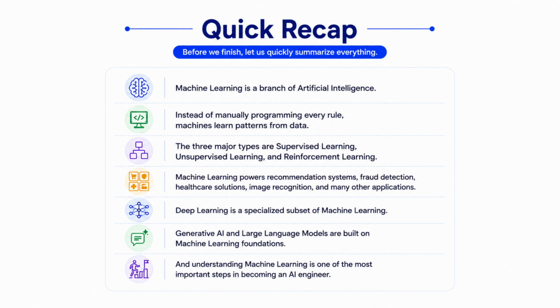Let's have a quick recap before we finish. Let us quickly summarize everything. Machine learning is a branch of artificial intelligence. Instead of manually programming every rule, machines learn patterns from data. The three major types are supervised learning, unsupervised learning, and reinforcement learning. Machine learning powers recommendation systems, fraud detection, healthcare solutions, image recognition, and many other applications.